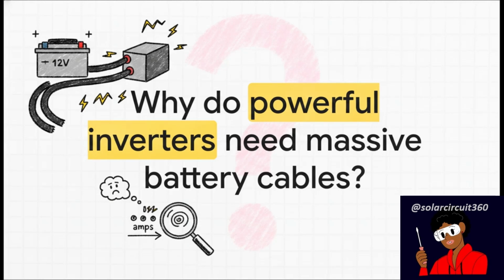Have you ever looked at a standard 12-volt battery bank and thought, why in the world does the inverter need these massive, incredibly thick battery cables? I mean, it's kind of wild, right? You've got this relatively small battery, but the cables coming off it look like they belong on some heavy-duty industrial machinery. Why does a standard, seemingly harmless system end up pulling literally hundreds of amps? Well, today, we're going to figure exactly that out.